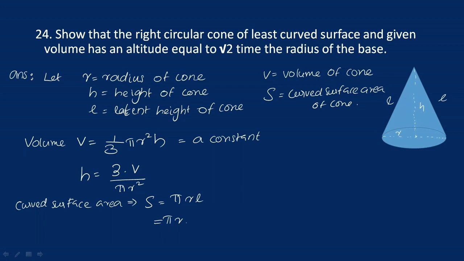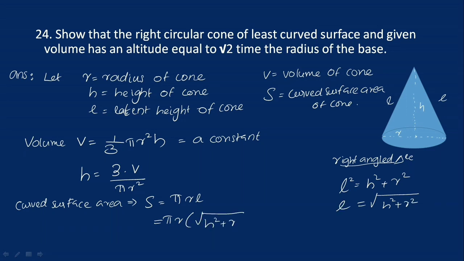So what is l? In order to find l, we have h and r, and we are considering the right angle triangle here. Since l is the hypotenuse, we can write l square is equal to h square plus r square, or l is equal to root of h square plus r square. Substituting that, we have S is equal to pi r into root of h square plus r square, or S square is equal to pi square r square into h square plus r square, as the root and square cancel. So we have the equation for S square.